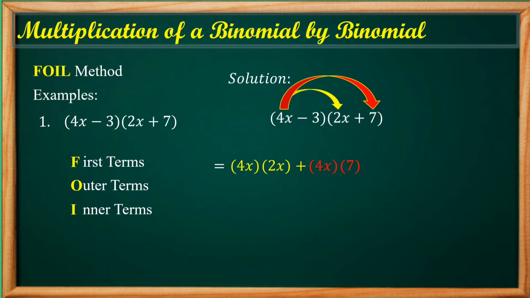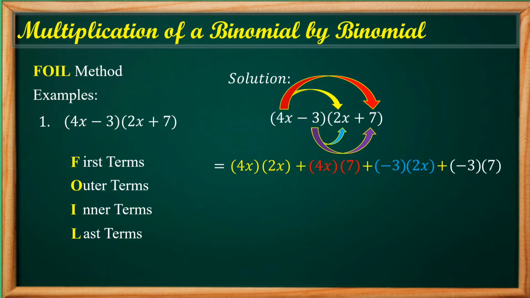Next, I, which is the inner terms, nasa loob ng ating expression. It means negative 3 times 2x. Then plus, the last term. Ayan, FOIL. It means first, outer, inner, and last. Okay, next. Plus, the last is negative 3 times positive 7.